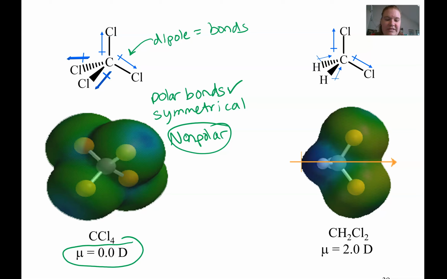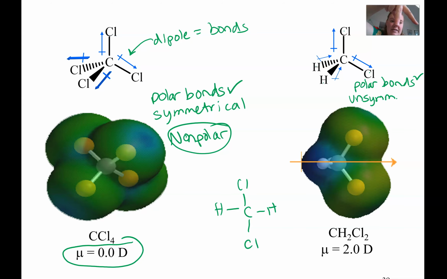And then the last example, CH2Cl2. So again, we have polar bonds, but this time we have an unsymmetrical shape, because we have two chlorines and two hydrogens. So it's not surrounded by the same thing. Now, one way I want to draw this and point out, even if you draw this like this, it looks symmetrical on paper. Remember, this is not a flat structure. It has this tetrahedral shape, which is kind of represented over here. So because of that, it is going to be a polar molecule.